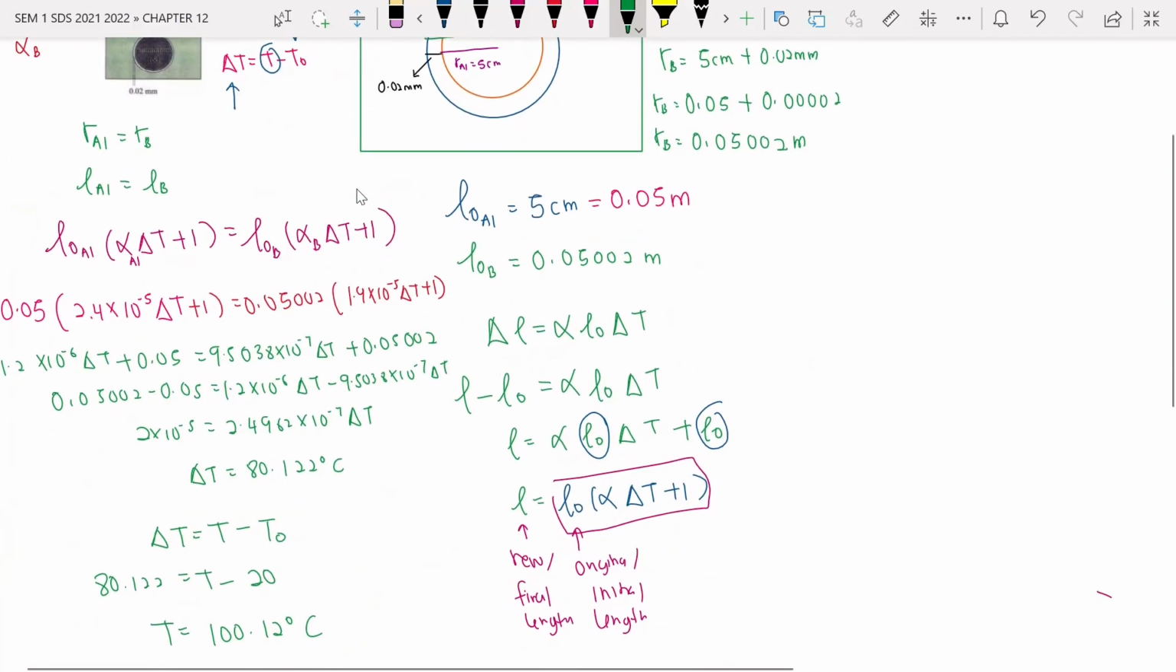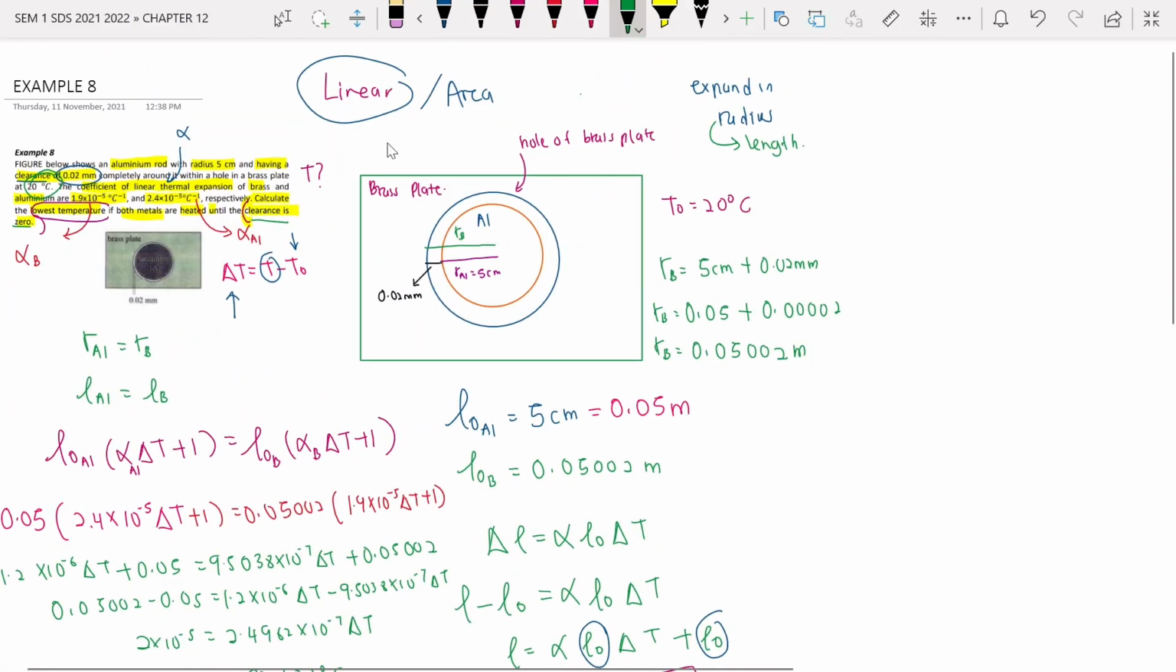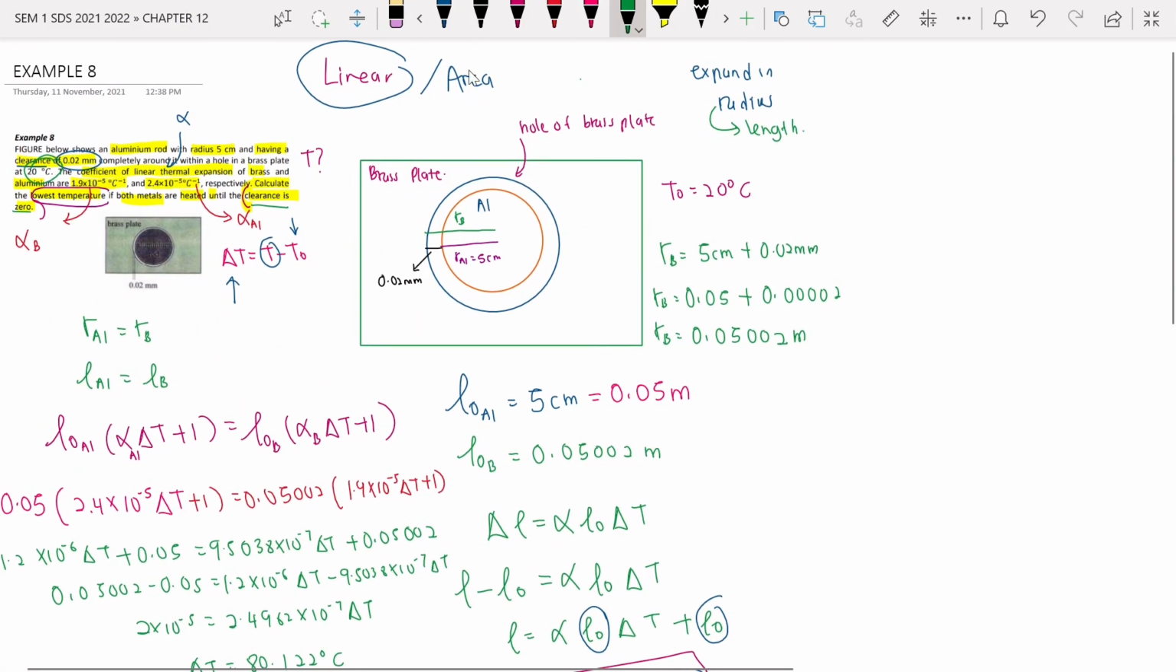So I solved it using linear expansion, but after this I will show you the solution for area expansion.